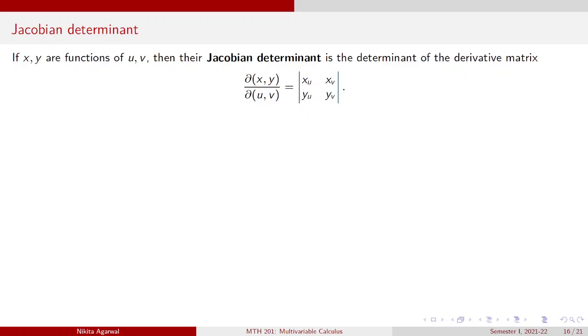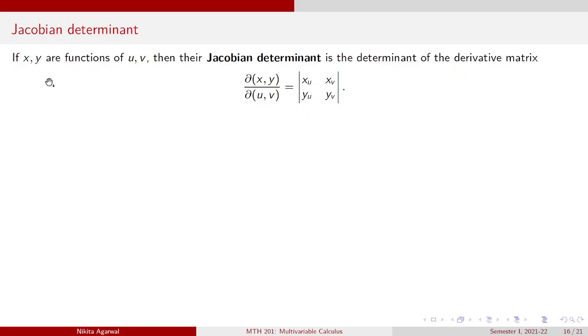One was for R2, which was polar coordinates, and the other two were for R3, which were cylindrical coordinates and spherical coordinates, right? Today we are going to talk about general change of variables, for which we need the concept of Jacobian determinant. So let us look at the definition.